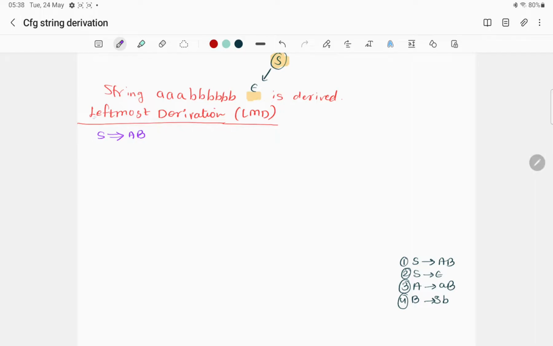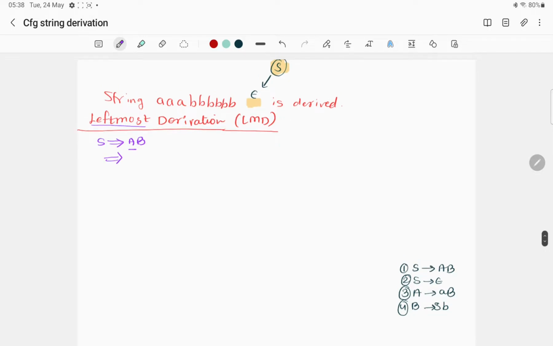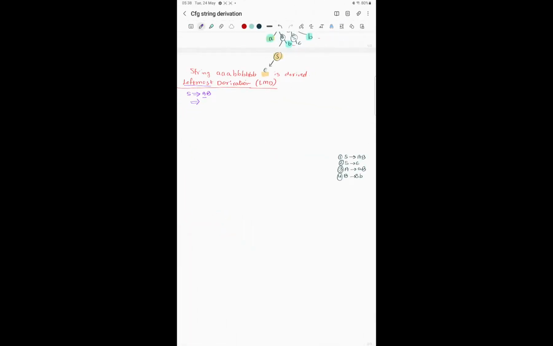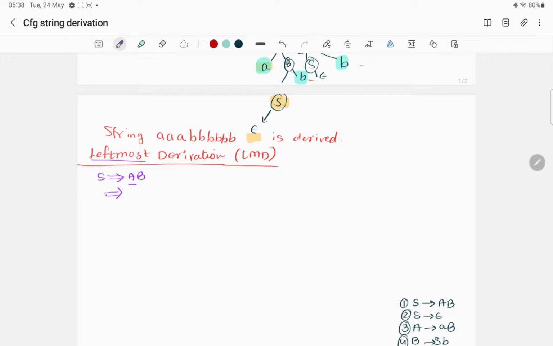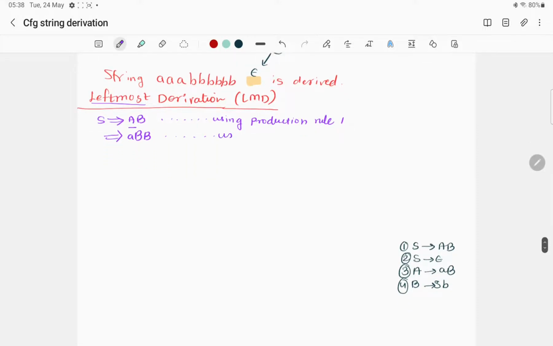That is a very important thing, because here it is the leftmost derivation. Who is the leftmost non-terminal here? A. So I'm underlining that, and in the next step I'm substituting only for A. I have only one rule for A, so I can say A gives small a capital B, and then this B as it is. Which production rule did I use here? Obviously that was the first production rule, so I can say using production rule 1.